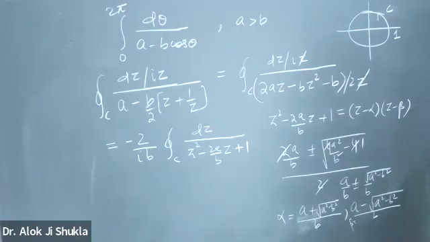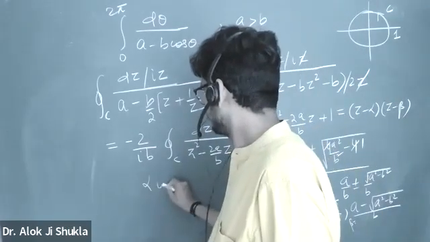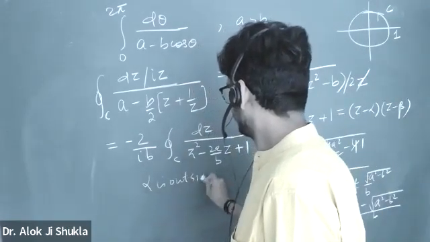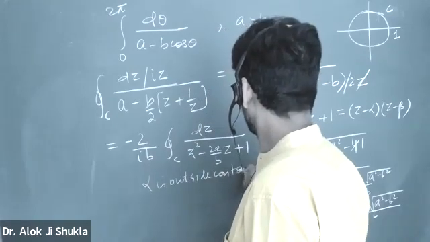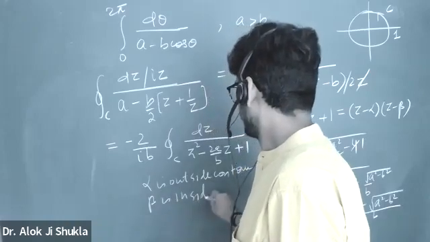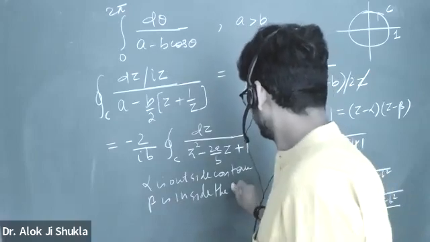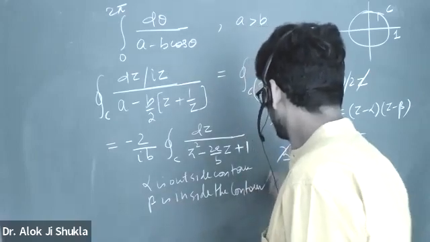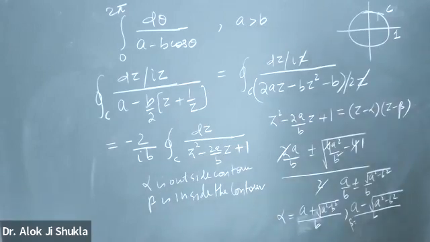So clearly, if a is greater than b, alpha is outside the contour, and beta is inside the contour. Alpha is outside the contour and beta is inside the contour. Yes?